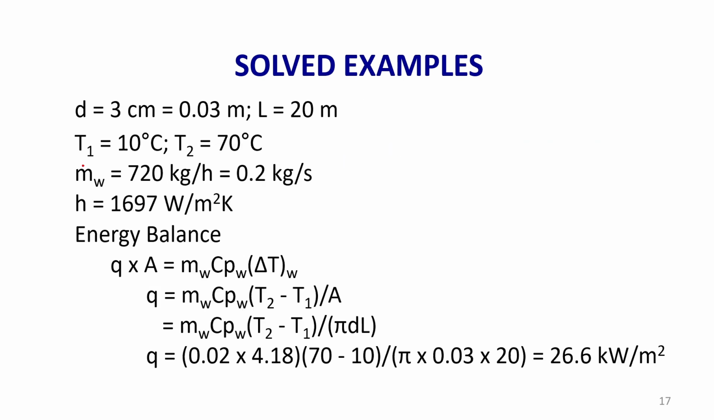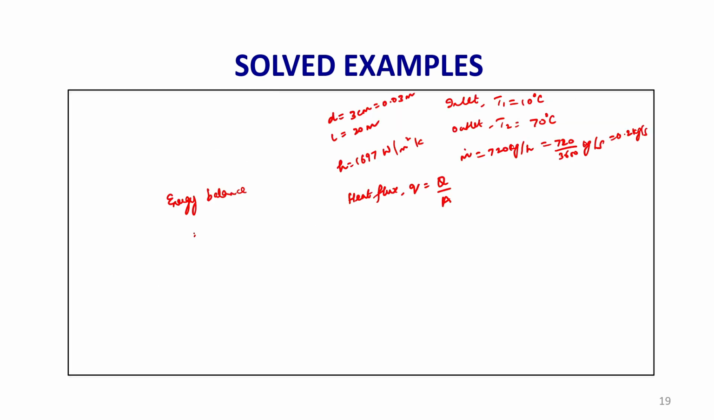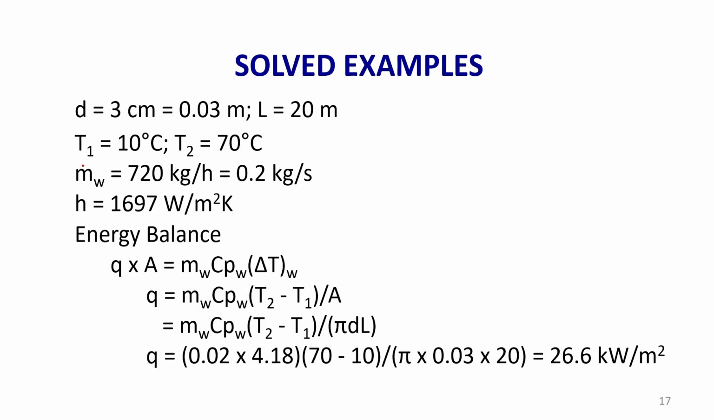Okay, energy balance. So, the uniform heat flux, that is Q into A, will be equal to m Cp delta T. So, the energy balance is Q into A is equal to m Cp delta T. Here it is m dot. Cp of water we know is 4.18, substitute the values, T2 is given as 70, T1 is given. So, we can find out the Q value.